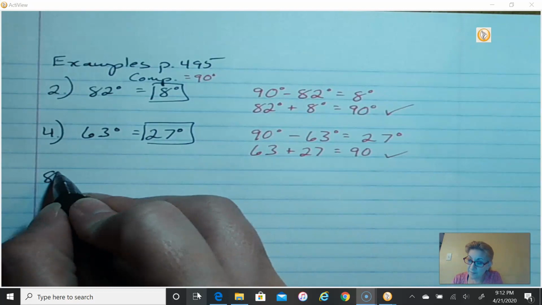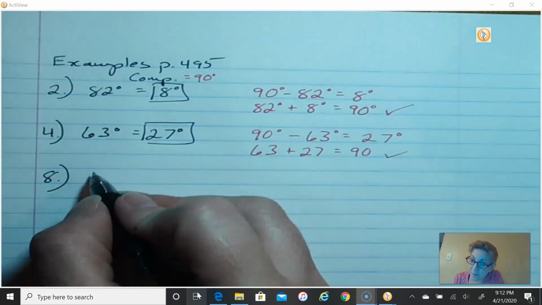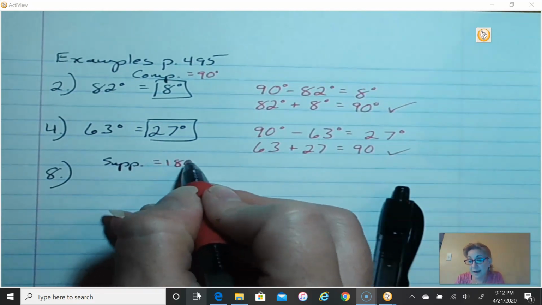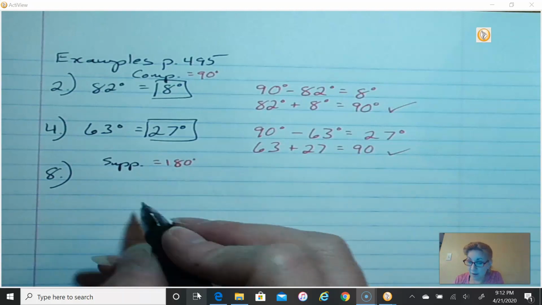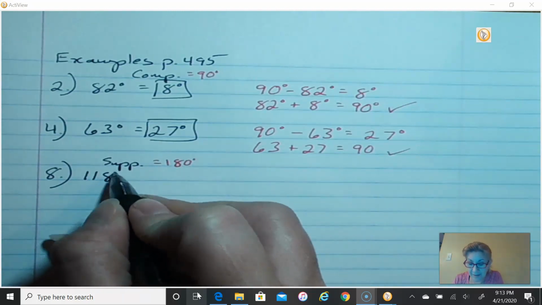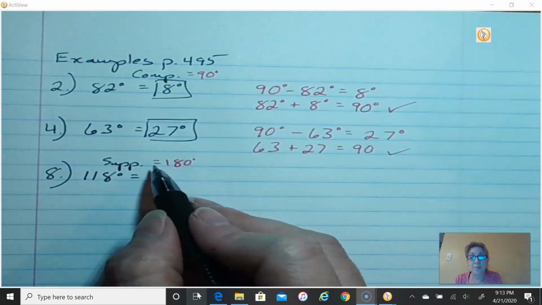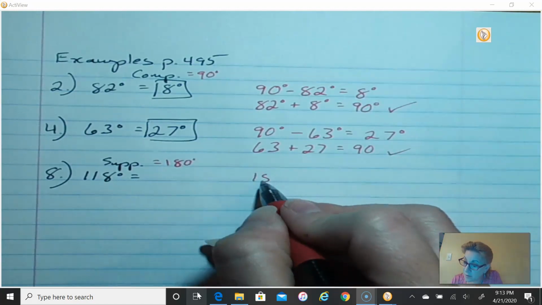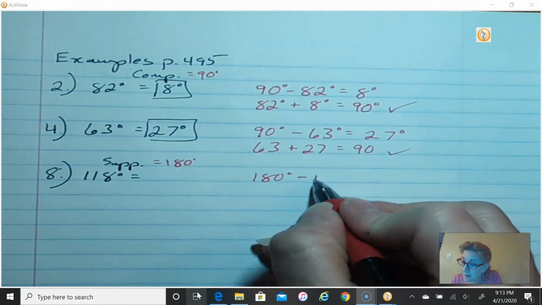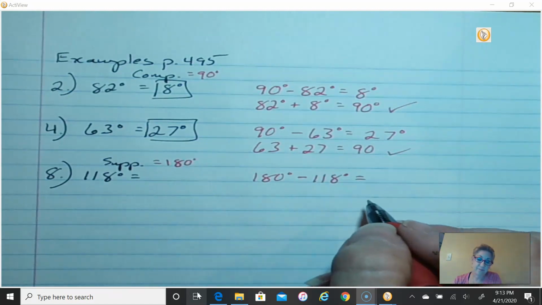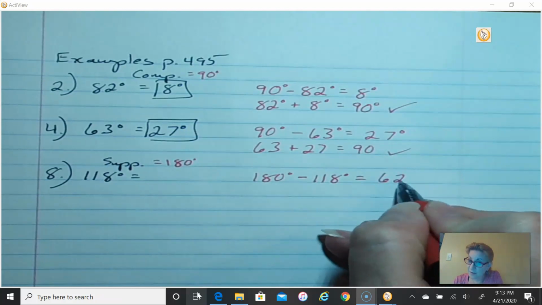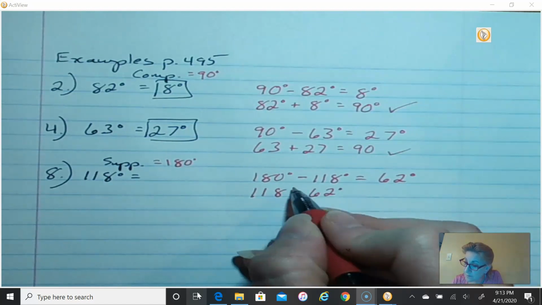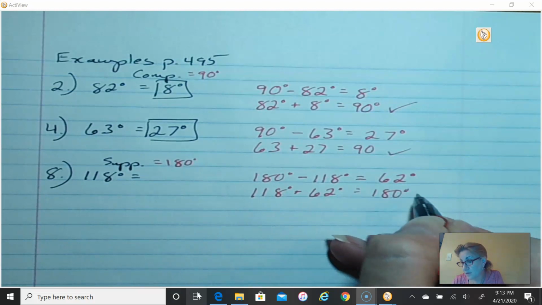Okay, let's do 8. This time we're looking for the supplement. Remember that equals 180 degrees. So 8 is 118. What would the supplement angle be for this one right here? You would do 180 minus 118 degrees. That would give you 62. And you can check that by going back and adding. That gives you 180, so it checks.